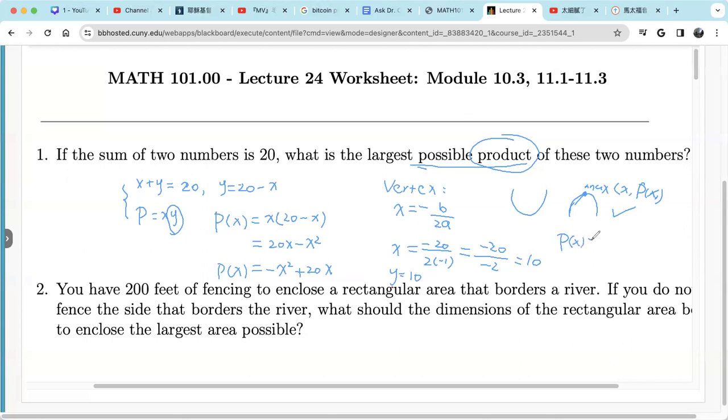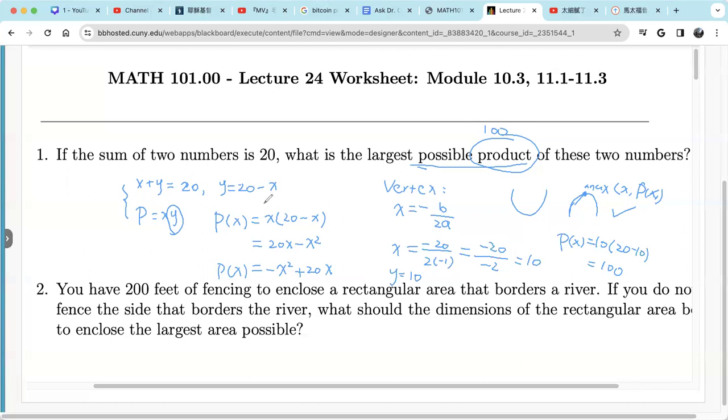And the biggest possible product is P of x. We just plug in. So we have x, which is 10, times 20 minus x, minus 10. What is x times y, right? Which is 100. So to answer the question, the largest possible product is 100. And the two numbers, if they ask for two numbers, the two numbers are 10 and 10.